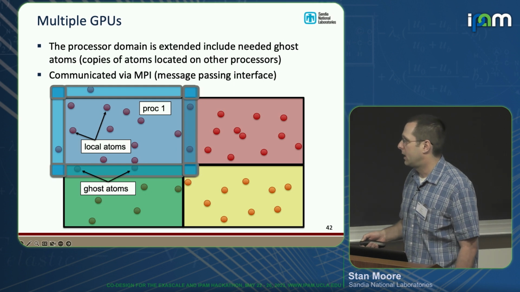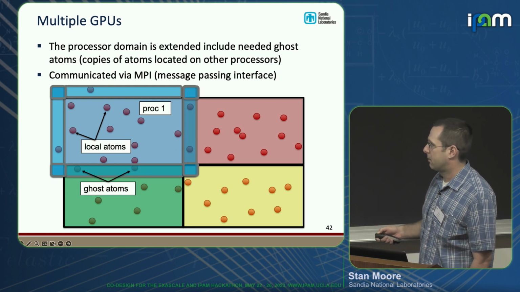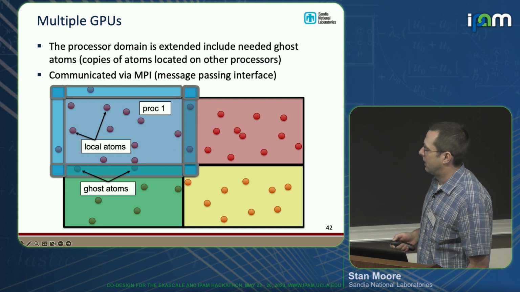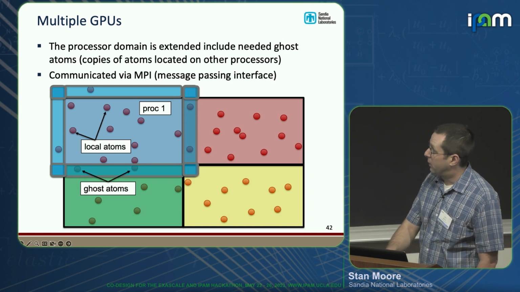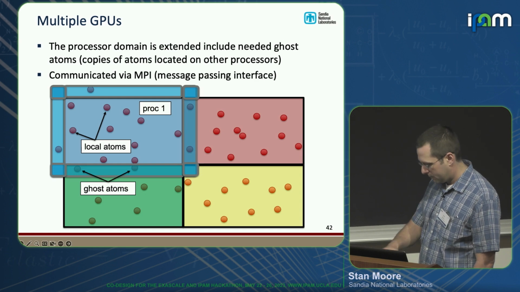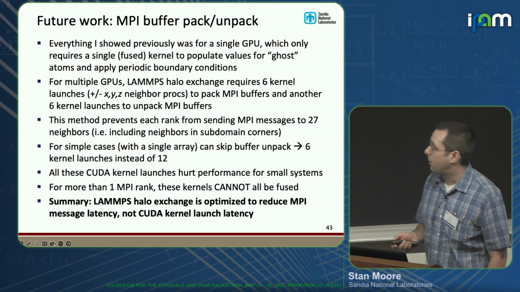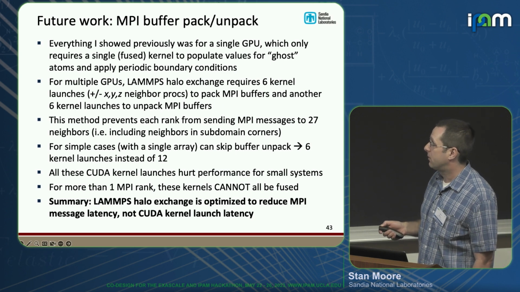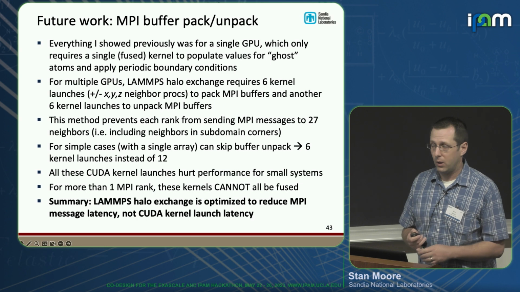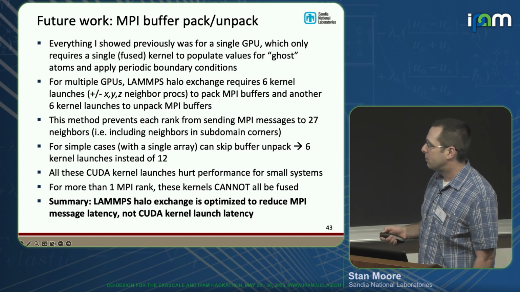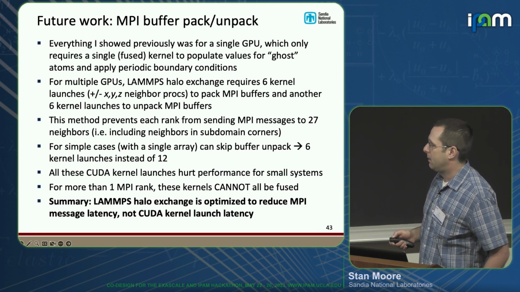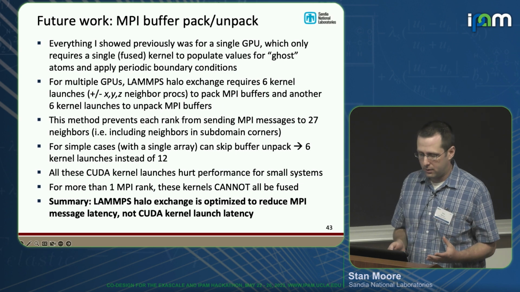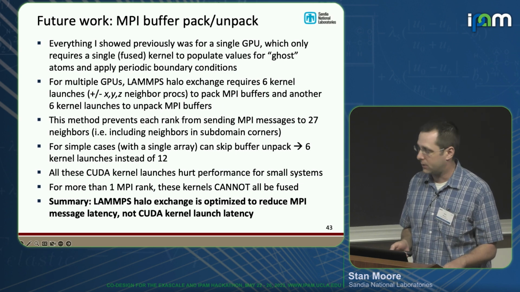And then we also have to create what's called a halo exchange, or ghost atoms, a ghost region, so that we can compute our pairwise interactions with the ghost values. This is necessary when you're running on more than one MPI rank per GPU. Previously I fused many kernels so that the single GPU case is very well optimized. If we're using multiple GPUs, the halo exchange requires 6 kernel launches to pack MPI buffers and another 6 to unpack MPI buffers. So that's a total of 12 kernel launches.